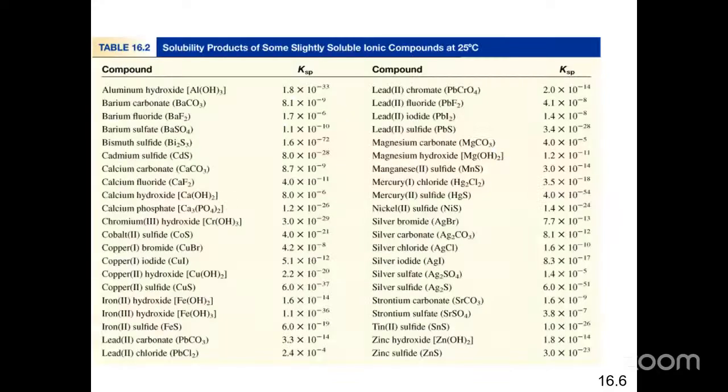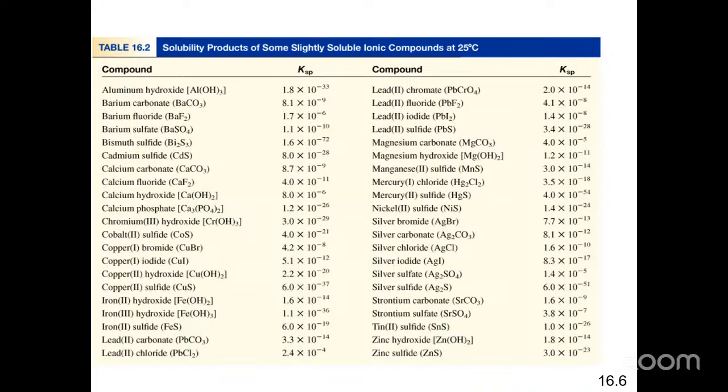Just to give you some idea of the type of numbers we're dealing with when it comes to Ksp values, we have a list here, and I also have a more comprehensive table of solubility product constants published in Canvas. What you'll find about these numbers is that they are very, very small. In fact, the largest number I can identify here just by glancing is for lead(II) chloride. I think that's the largest one.